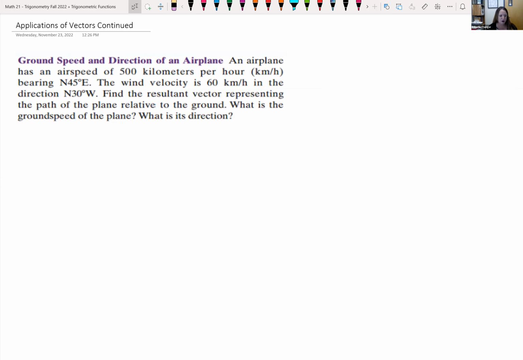It tells us that an airplane has an airspeed of 500 kilometers per hour, a bearing of north 45 degrees east. The wind velocity is 60 kilometers per hour, in the direction north 30 degrees west. Find the resultant vector representing the path of the plane relative to the ground. What is the ground speed of the plane, and what is the direction? So first thing that we want to do is graph what we have.